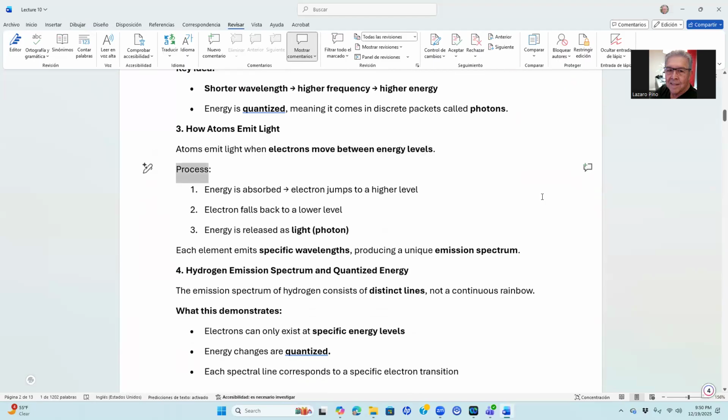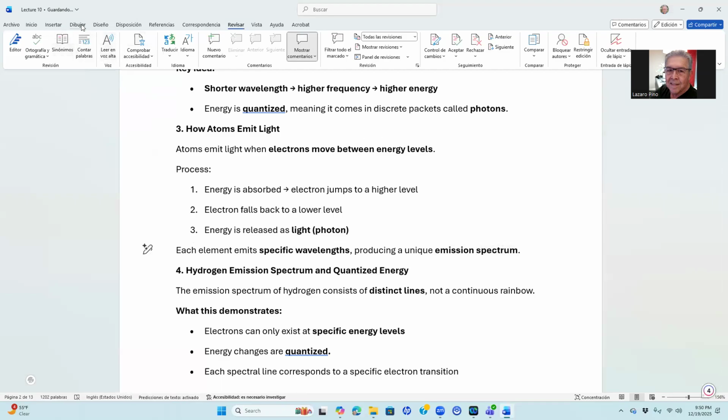Process. Energy is absorbed, electron jumps to a higher level. Electron falls back to a lower level. Energy is released as light, a photon. Each element emits specific wavelengths, producing a unique emission spectrum. Let me stop here.